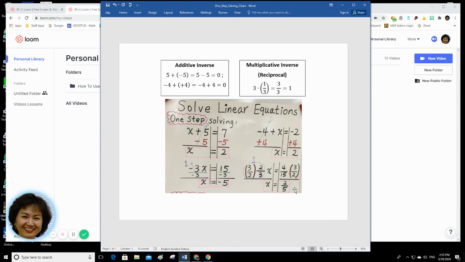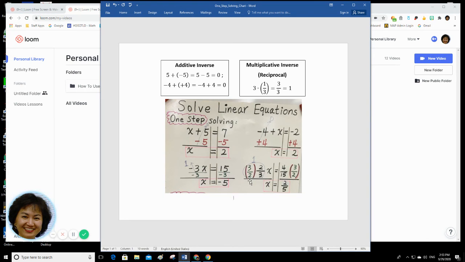On this last example, the coefficient is a fraction. You can see 2/3 is a fraction. You could divide the whole fraction away on both sides. But then on the right side, you might need some help from a calculator to divide fractions.